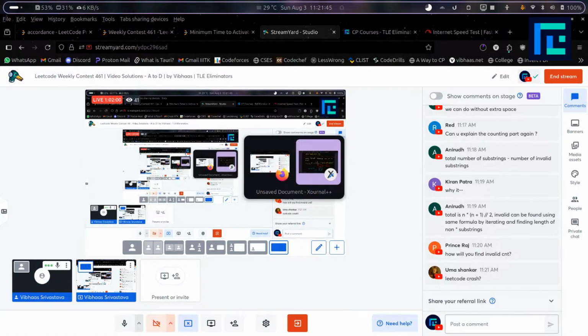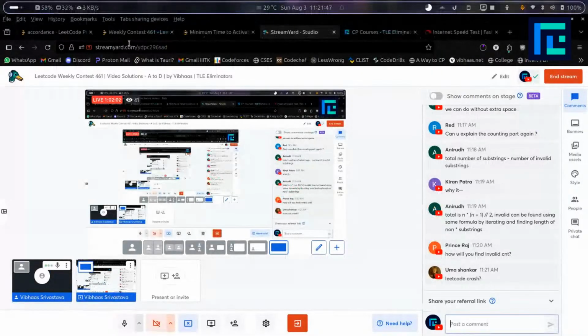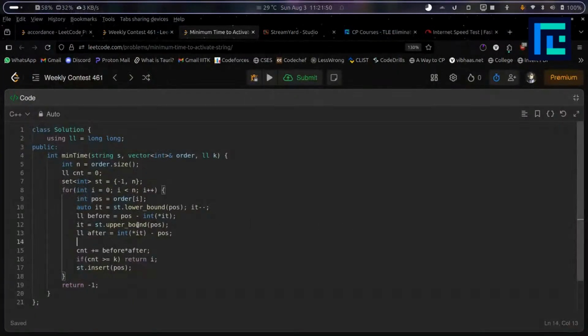Why the minus minus? That's because lower bound gives me the element which is greater than or equal to my current position, right? I want the element which is just less than my current position. I want the star just before me. That's why I do it minus minus. Just think through it. I want the position just before me. That's why I'm doing it minus minus. I want the previous star.